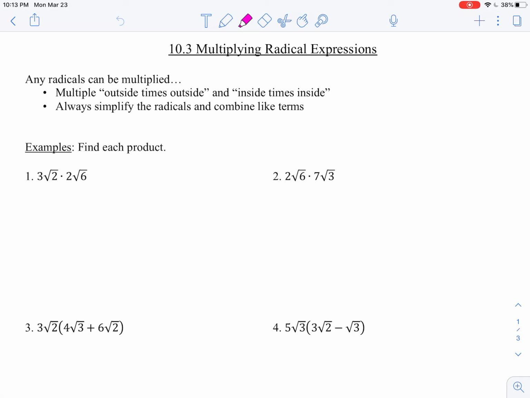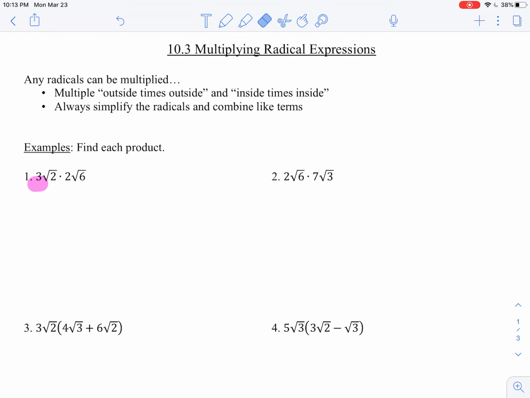So question number 1 asks us to multiply 3 root 2 times 2 root 6. When I multiply my outside numbers together, 3 times 2 gives me 6 on the outside of the radical. Then I multiply the numbers underneath of the radical, 2 times 6, which is 12. That's the only real new part of today's lesson. But once you multiply, you have to make sure you simplify.